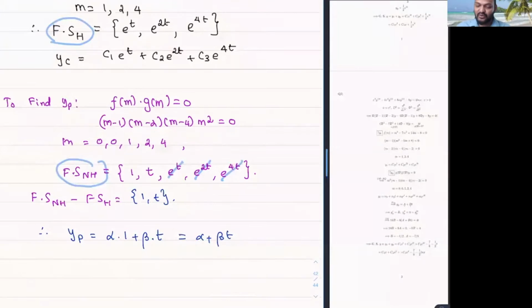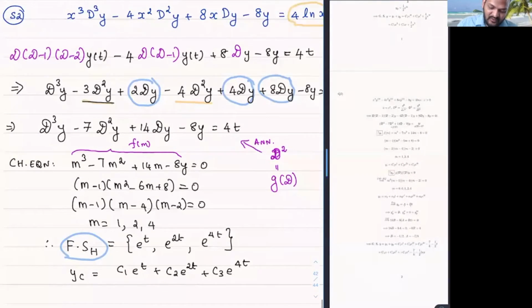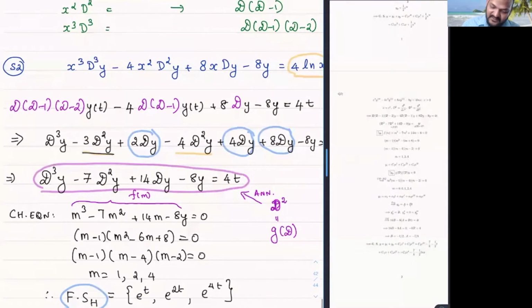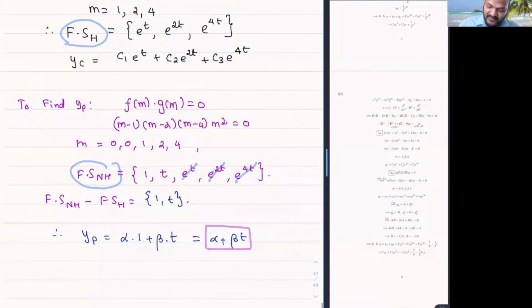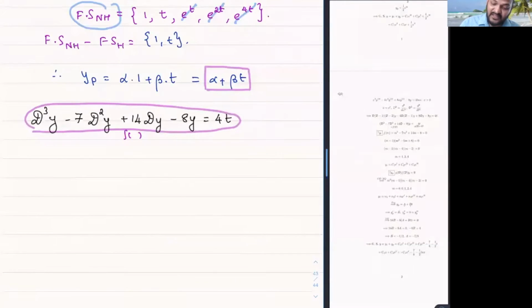Now what I am going to do is plug this function into my original differential equation, which is this one right here, and then solve for alpha and beta. And that is the idea behind that. Let me do that. So if I plug it in, let me copy paste this so that you know what I'm trying to do. So here's the differential equation that I have.